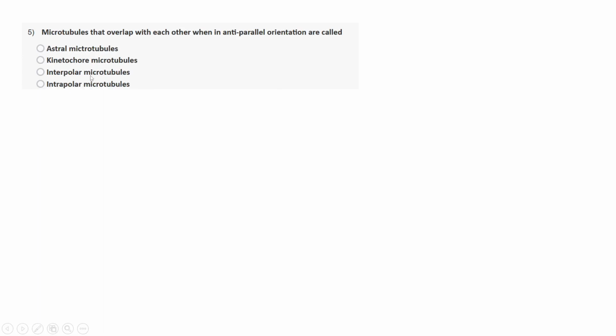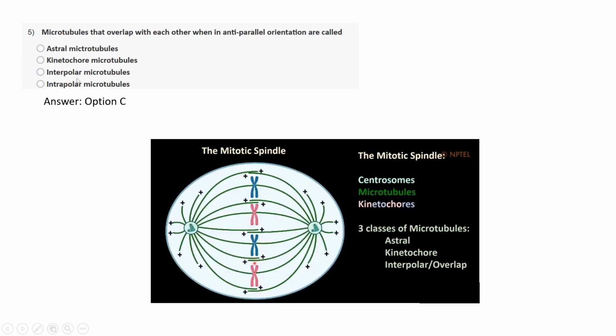So what would be the correct option for this? Option C is correct. Interpolar microtubules. Okay, so microtubules that overlap with each other in antiparallel orientation are called interpolar microtubules. And generally there are three classes of microtubules: astral microtubule, kinetochore microtubule, and interpolar microtubule.